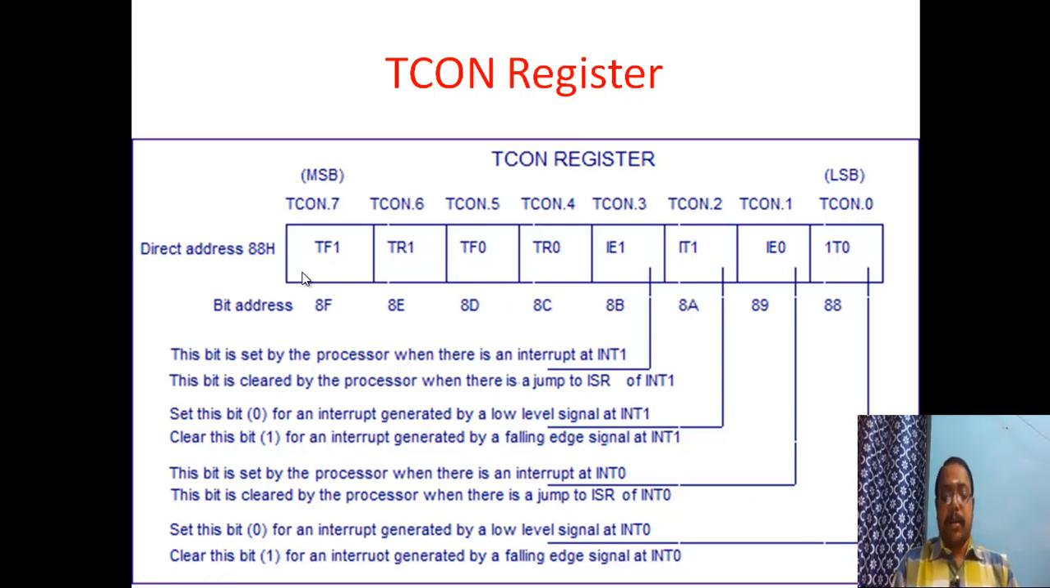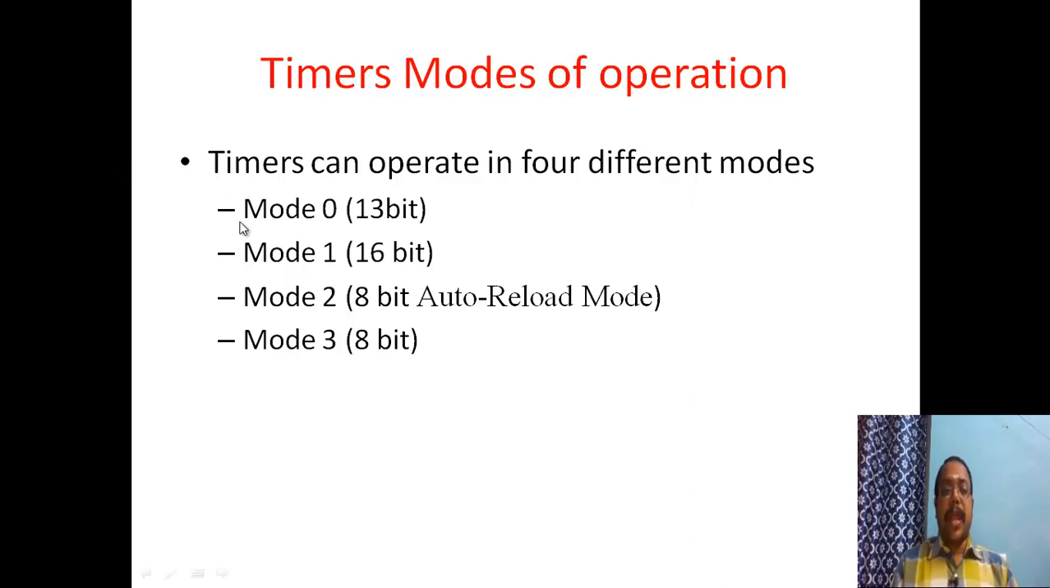Okay, we said there are mode 0, mode 1, mode 2 and mode 3. You have to notice that the only variation is how many bits you are going to load in your timer value. In mode 0 you can load only 13 bits. In mode 1 you can load 16 bits, so the full range is used in mode 1.